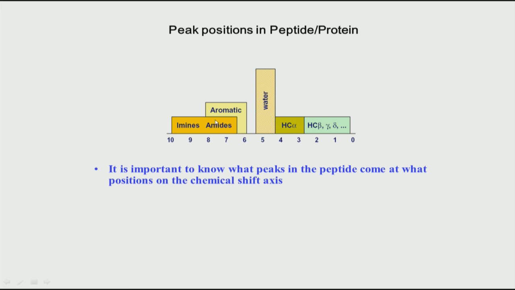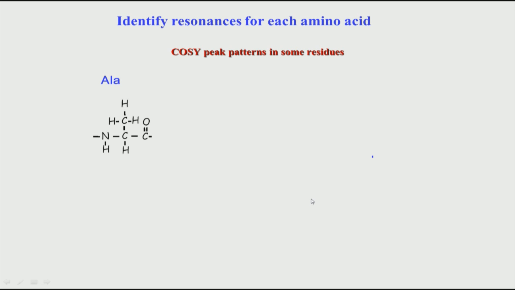Amides, that is the CONH, the NH of the peptide bond, also come in these particular regions, and then come more special ones like imines and so on. But our major focus now is only on these 4 functional groups: amides, aromatics, H alpha, and the remaining aliphatic side chains. Okay. So it is important to know which peaks come where for resonance assignments.